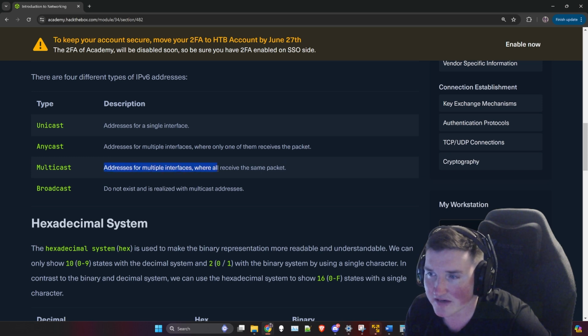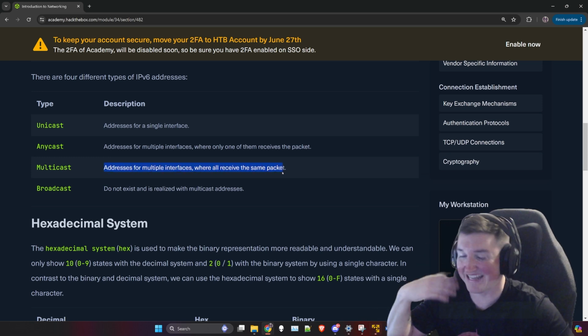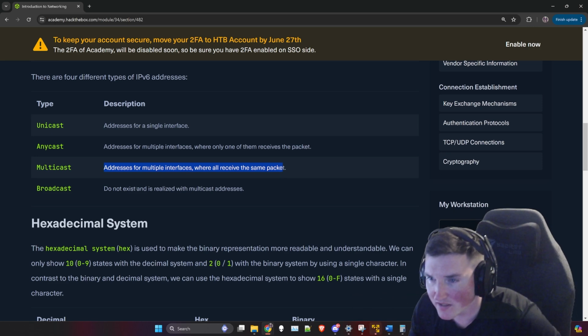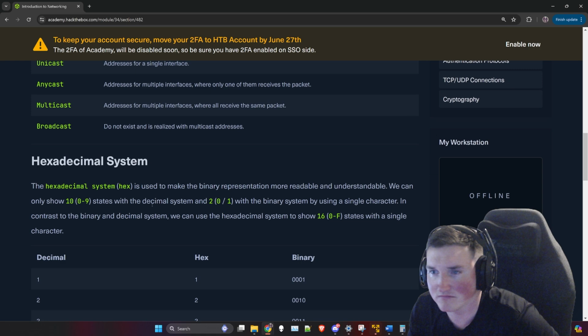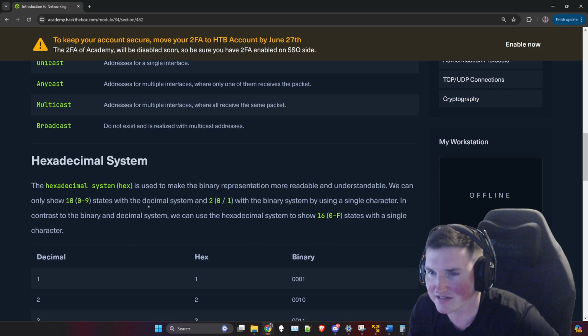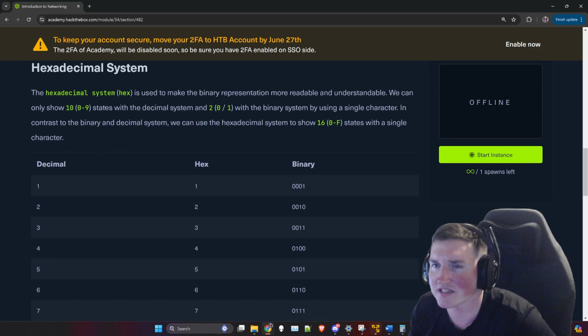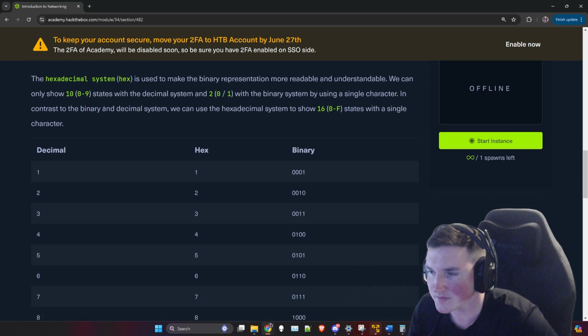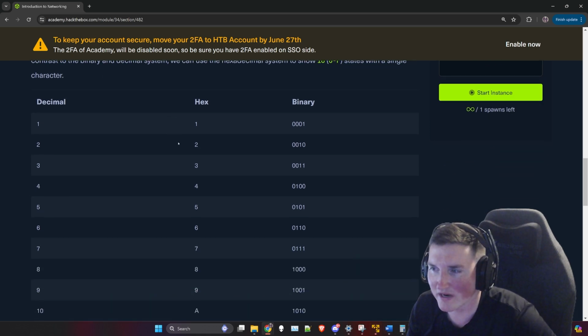So multiple interfaces, where you say, hey, anytime someone sends this, I need it to go to all these people. Okay. And then broadcast does not exist and is realized with multicast. Okay. So I don't know why they added that if it doesn't exist, but okay. Now here's where they explain the hexadecimal system. And I don't know why they didn't explain this the first time, but you can see it's actually way simpler.